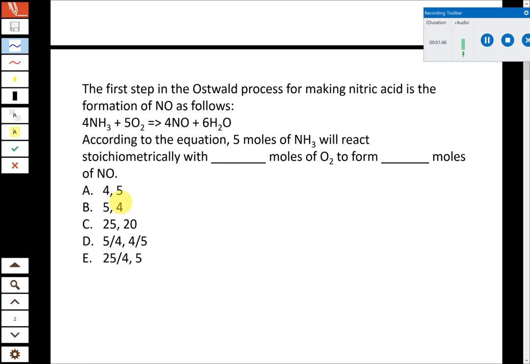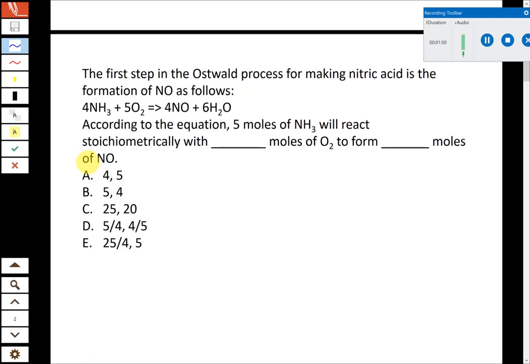What's often helpful to do, and I would always recommend you do this in one of these problems, is that there's a lot of words in the problem, a lot of information in many cases. But first we're going to focus on the end and look at what it's asking us. So before we get into all the details, what we see is we have 5 moles of NH3 reacting stoichiometrically with how many moles of O2 to form how many moles of NO.